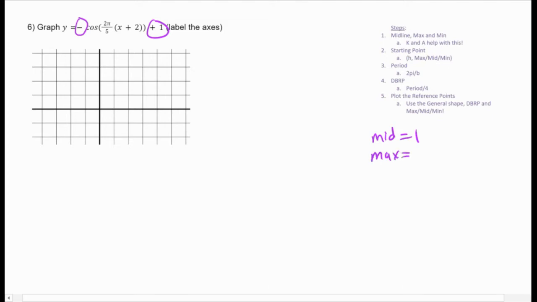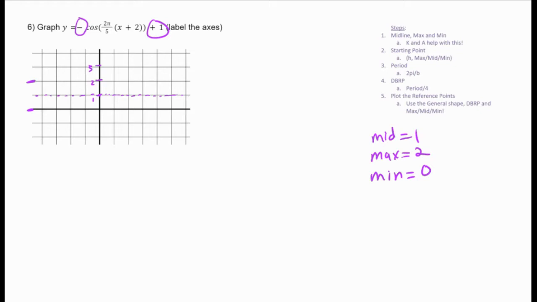So my maximum here is going to be 1 above that, which is at 2, and my minimum 1 below the midline at 0. That's going to help us find what I want to label these y-axis as. It looks like this one's going to be 1, 2, and 3. And again, I know my midline is going to be at 1. Here's going to be my max. Here's going to be my minimum. So it's going to be a little bit squeezed down. And let's talk about the starting point next.